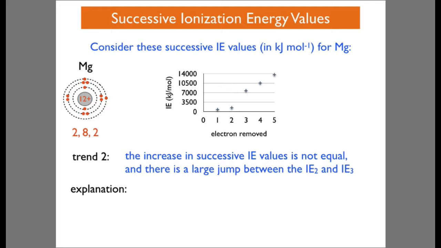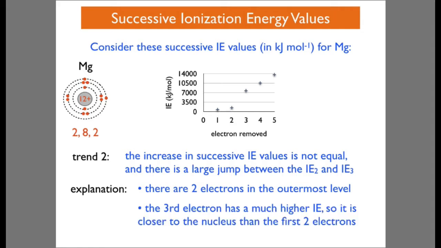So, there are 2 electrons in the outermost level. The third electron has a much higher ionization energy, so it must be closer to the nucleus than the first 2, and this makes sense with this model. This one and this one are further away than the next one that would need to be taken from this inner shell.